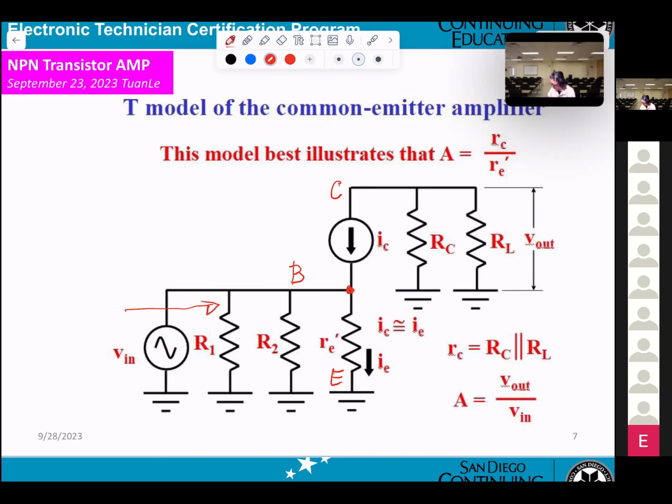Either way you can say R in, that means input resistance. Or they call it Z in, input impedance. Either one, same thing. So if you're looking into the amplifier, what do you get?